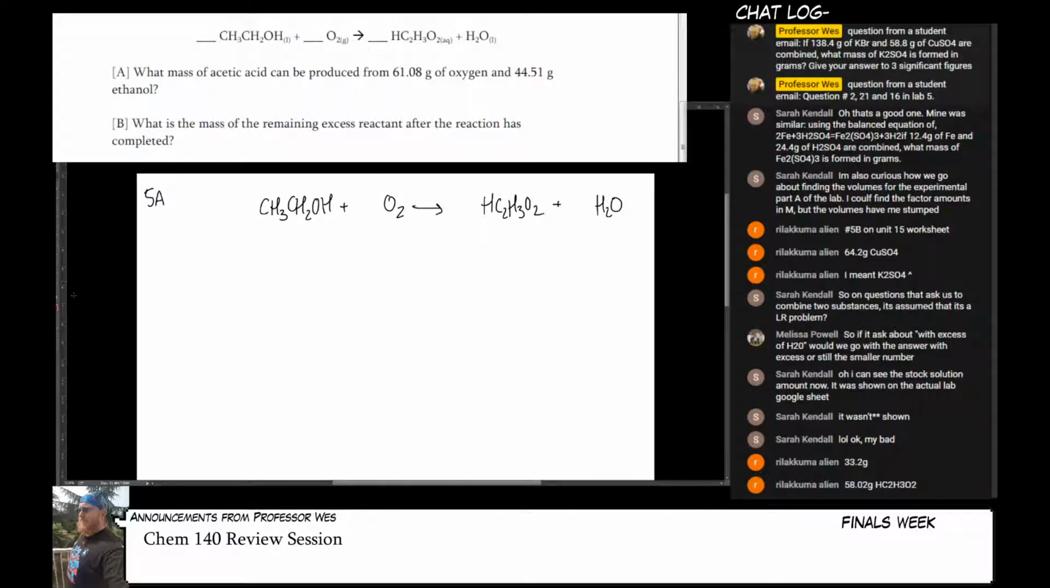All right, so we've got 61.08 grams of oxygen, and we have 44.51 grams of ethanol. Sorry, I had to squirt bottle Maya because when she starts going, I'm just like, stop.